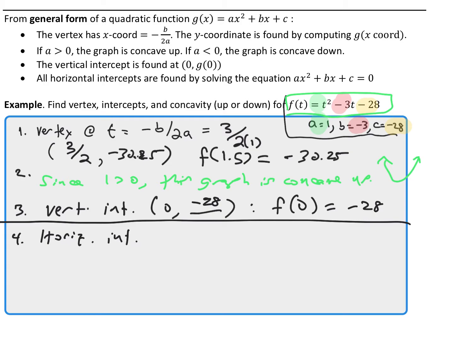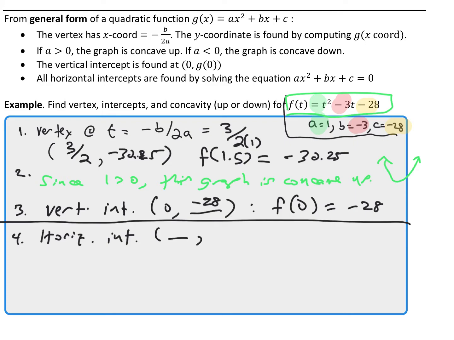And remember, there could be none of these, or there could be one of them, or there could be 2 of them. So we have to go through the process to find out. Actually, if we were to visualize what we have so far, we would already kind of know what's going to happen. Notice the vertex is way, way, way down below the horizontal axis. This negative y coordinate means the vertex is way below the horizontal axis, but the graph is concave up. So I know that this graph is going to go up towards the horizontal axis in both directions, and so I expect that I'm going to have 2 solutions here.